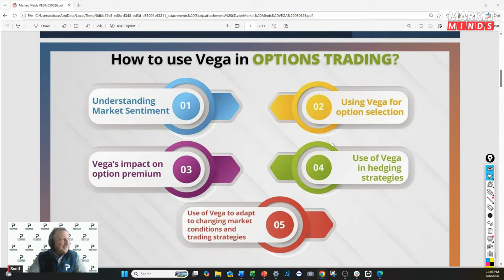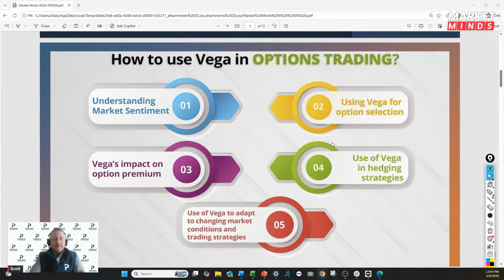Number one, it helps us with market sentiment. We certainly use Vega for option selection. We have to understand Vega's impact on option premium, how Vega affects hedging strategies, and how to adapt to changing market conditions.